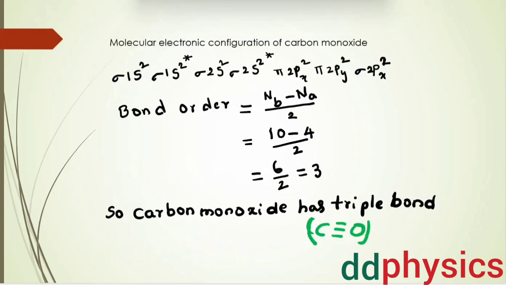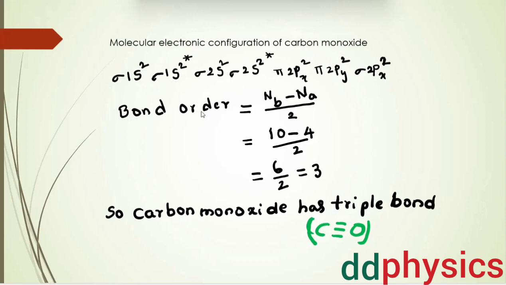Now we are going to write the electronic configuration for the molecule, not atoms. This is the molecular electronic configuration for carbon monoxide: sigma 1s2, sigma 1s2 star, sigma 2s2, sigma 2s2 star, pi 2px2, pi 2py2, sigma 2px2. No need to write empty orbitals here. Now we are going to find the bond order. This is a very important part in this explanation.